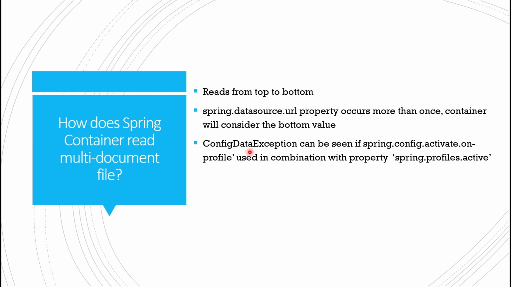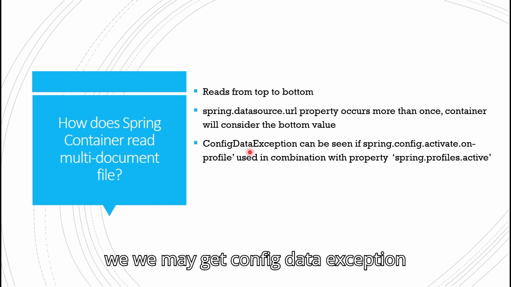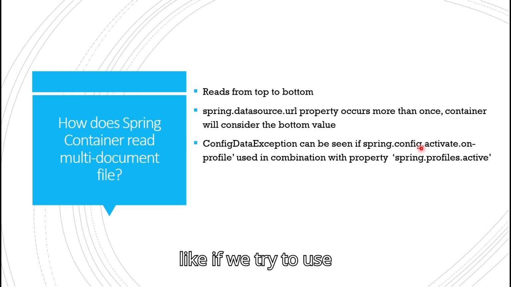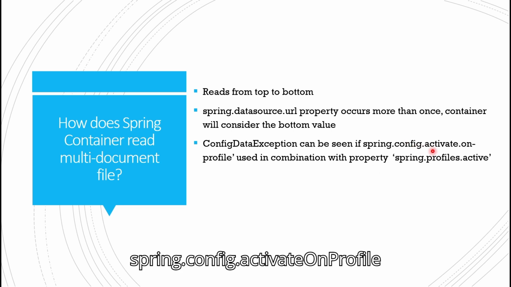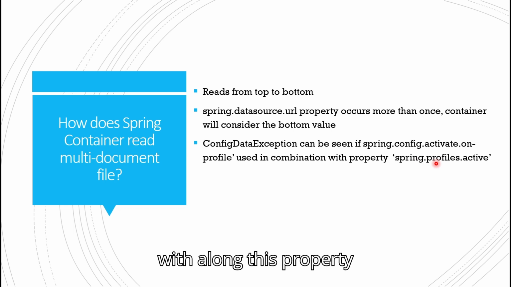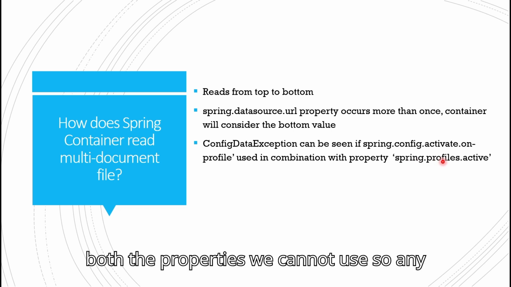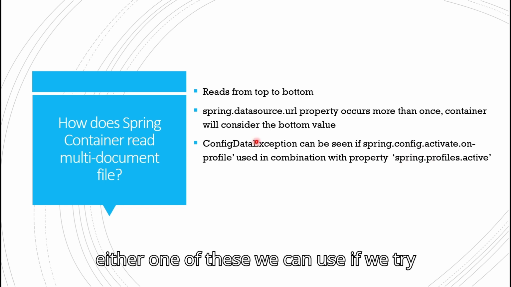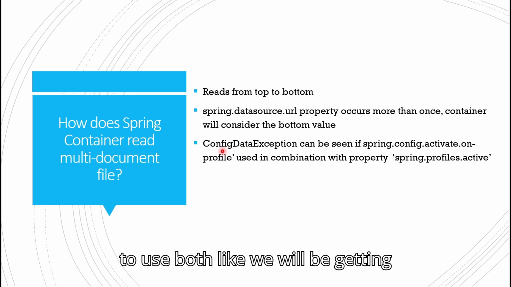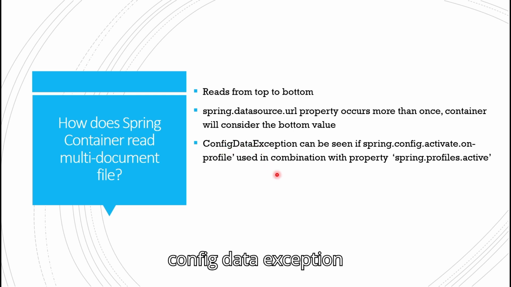We may get a ConfigDataException if we try to use spring.config.activate.on-profile along with the property spring.profiles.active. Both properties we cannot use together; we can use either one of these. If we try to use both, we'll get a ConfigDataException.